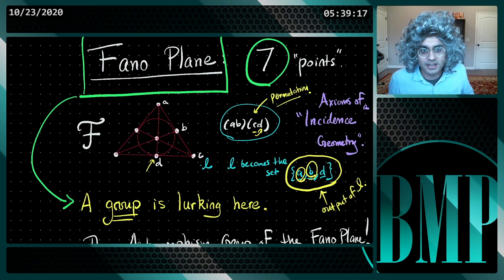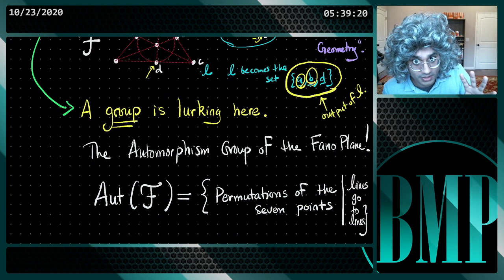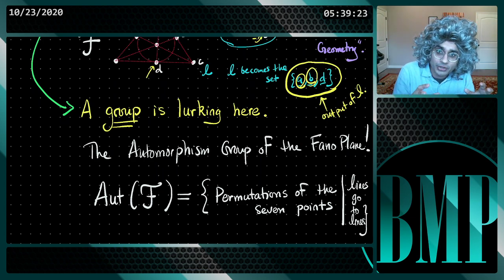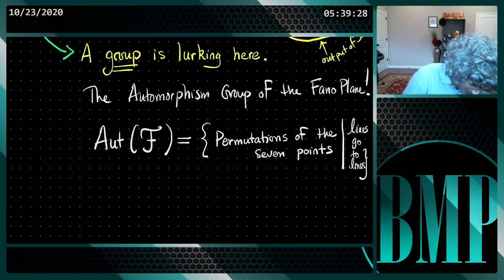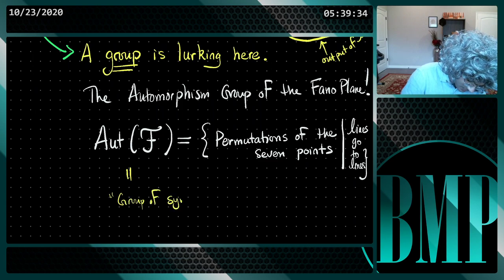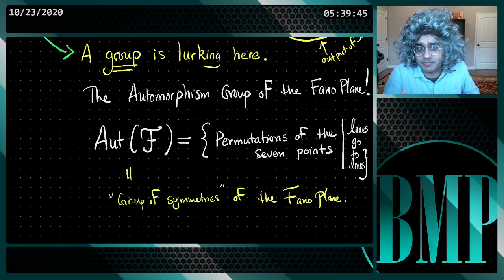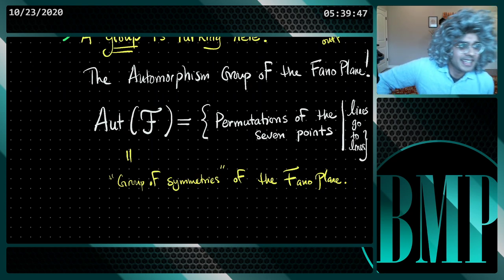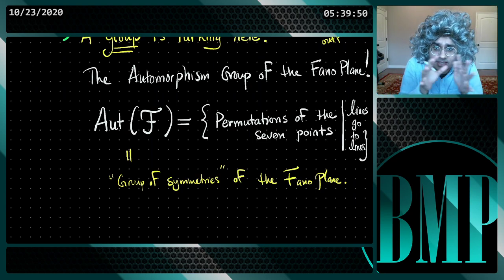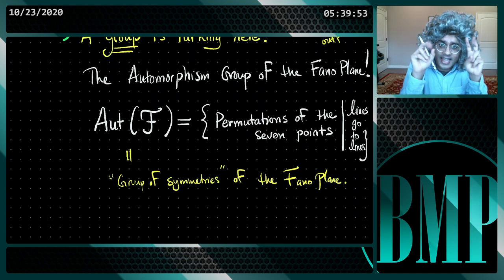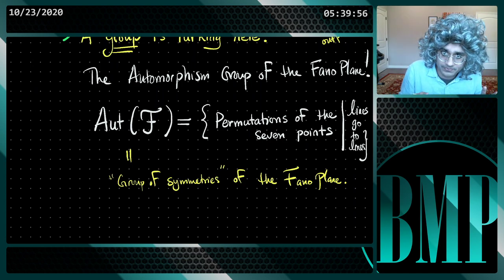When you have a geometric setting, an automorphism group arises. It's the group of symmetries of this situation. The group of symmetries of the Fano plane. That's how you should think about it. Okay, awesome. It's the permutations that preserve the structure of line, lineness, collinearity.